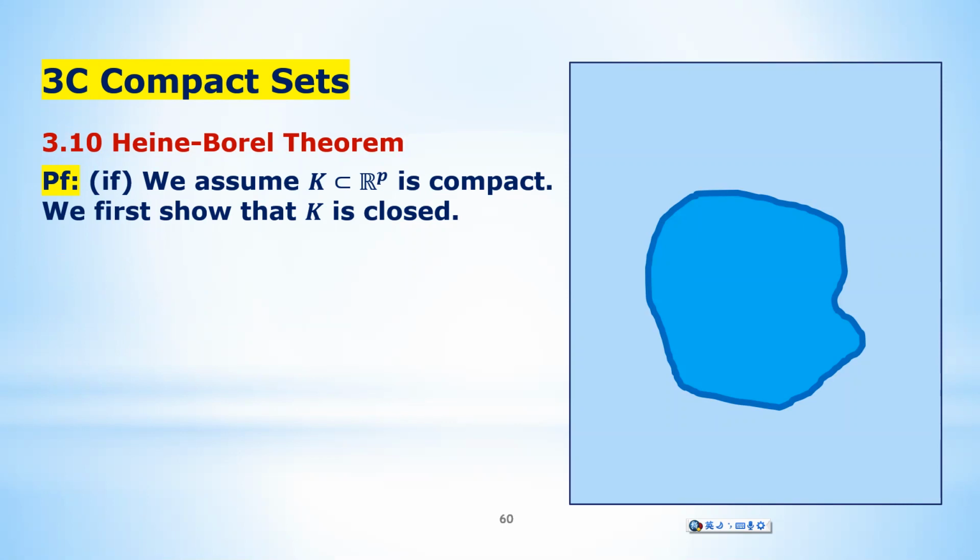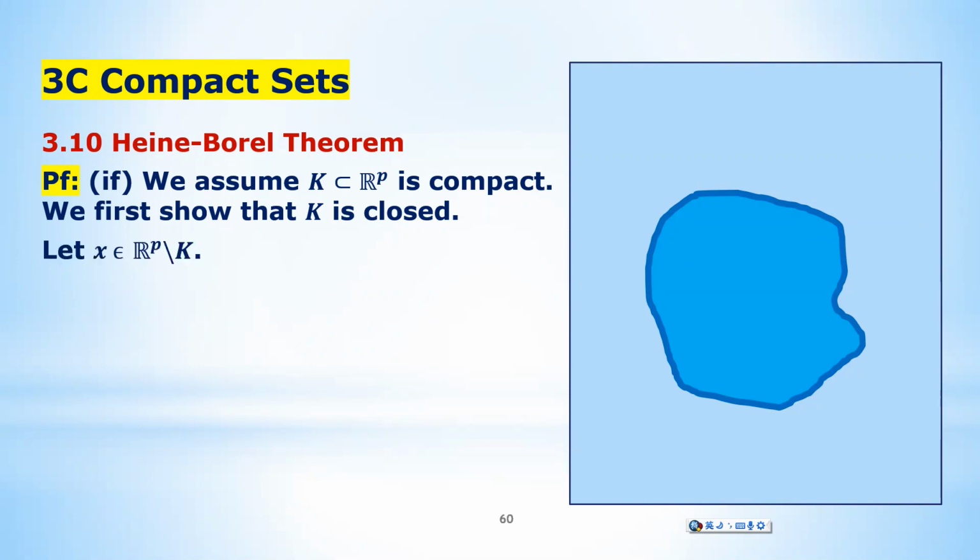First, we want to show that it is closed. Now, how do you show something is closed? In order to show something is closed, you look outside. Every point not belonging to K is an exterior point. That means you want to show that the exterior of K is open. Then this will be sufficient to show that K is closed.